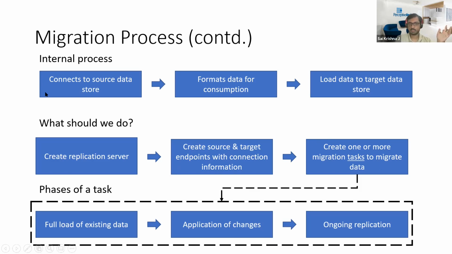So there is an internal process where it connects to the data source, formats the data and loads the data to the target. But from our point of view, in the user interface, we create the replication server, we create the source and target endpoints, and then we create the migration tasks. And then you configure this migration task to run as scheduled, so that your database migration happens according to your plan, and all of your data has been migrated from the source to the target. Any questions here until now?